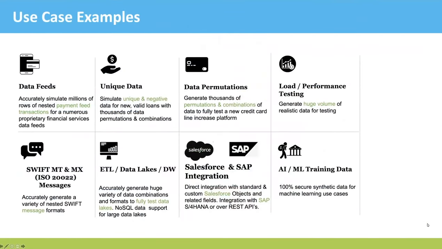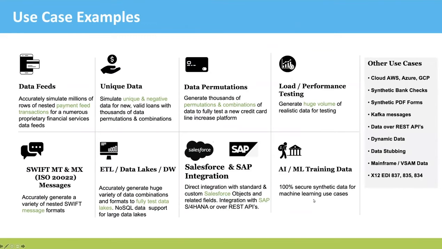Use case examples are very broad. You've already been hearing about some of them, but for example, complex data feeds, data for ETL testing, AI/ML training data. And check out this list. You can see all of the interesting ones on the right-hand side, like synthetic bank checks, data going over REST APIs, so it's not just limited to a database, dynamic data where decisions are being made in real time. We can stub external data sources. So lots and lots of flexible use cases with the GenRocket platform.